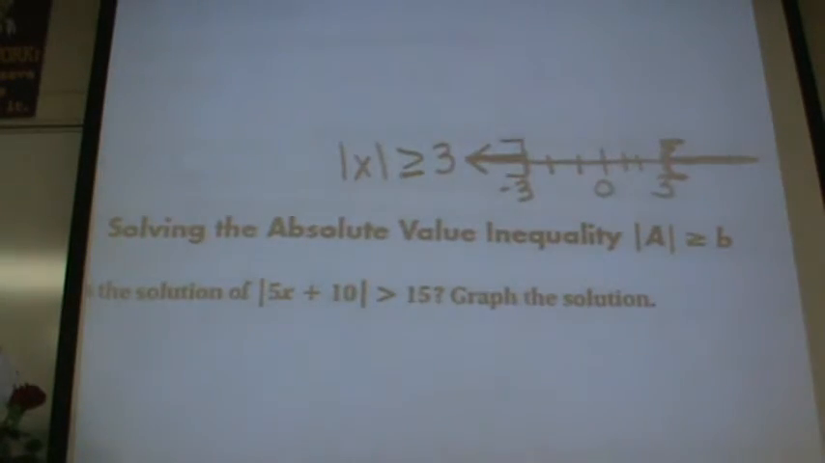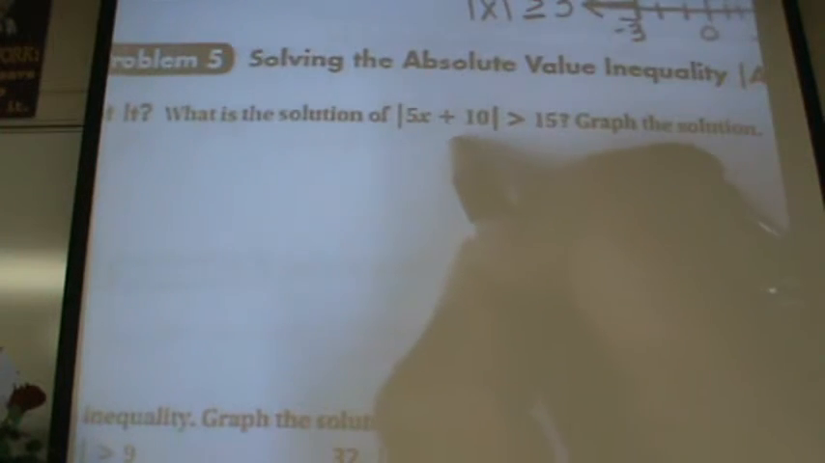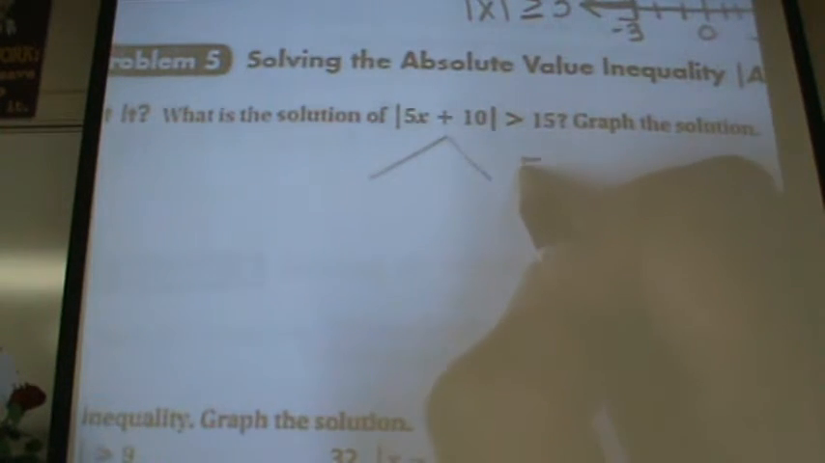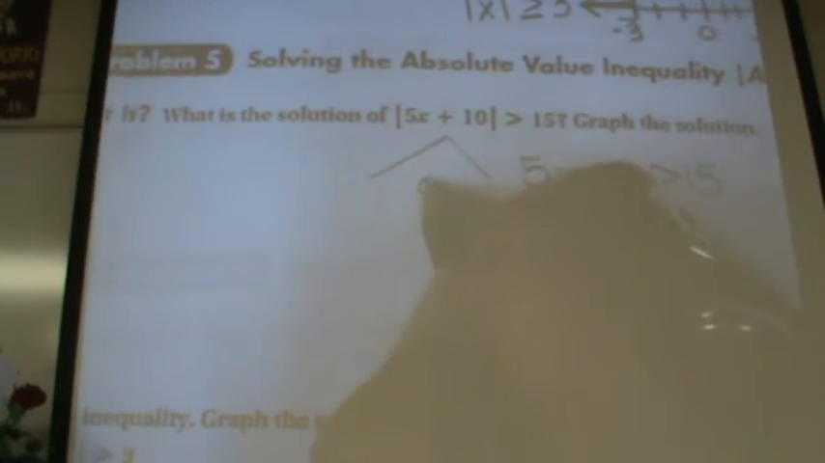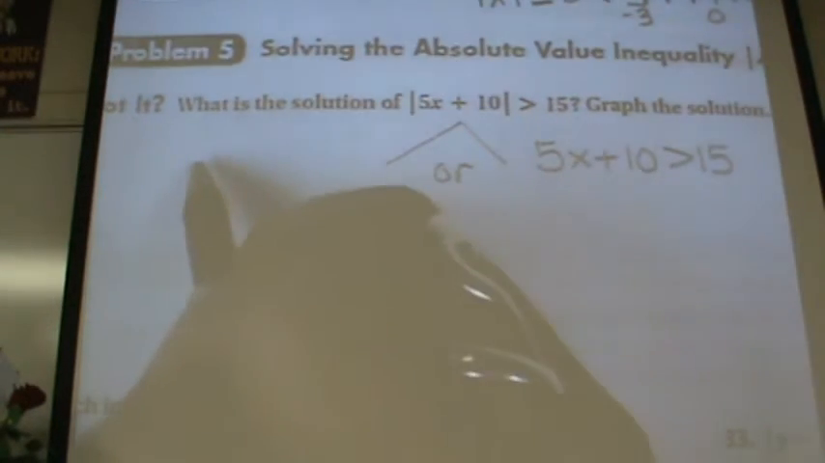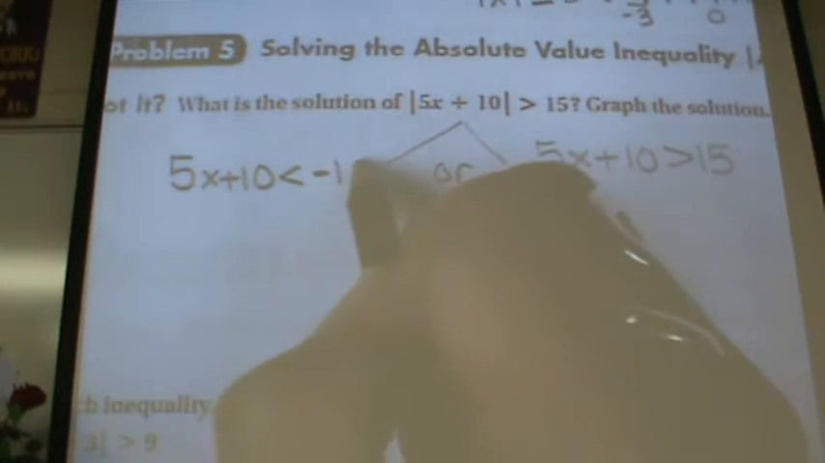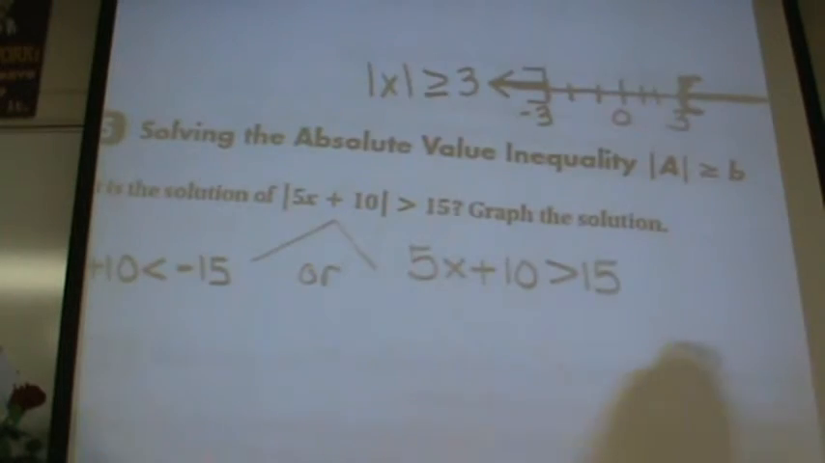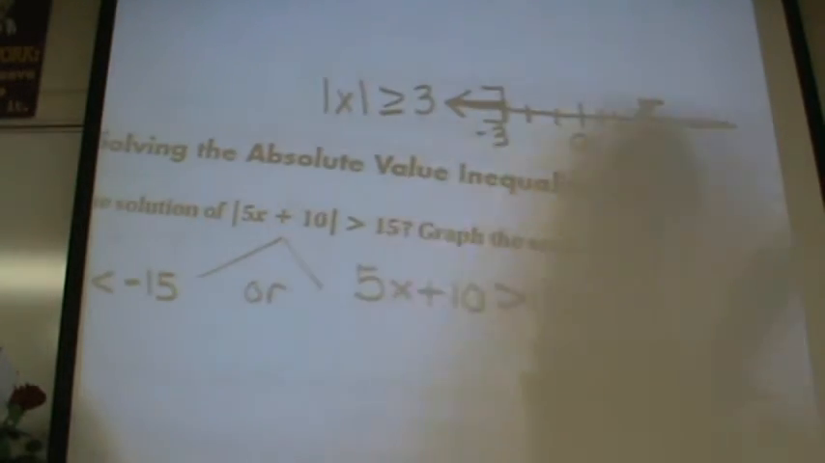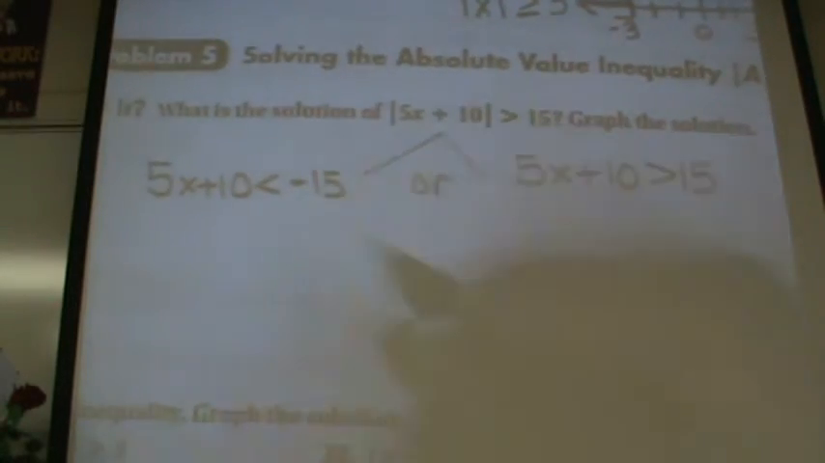They're shooting out opposite sides. So how do you do this one if it's a greater? You're going to break this up into 5x plus 10 is greater than 15, or, and then I go the other way, I put the negative number, 5x plus 10 is less than -15. So I want to flip the sign and make them look exactly like how these graphs typically look. And now do each separate problem.